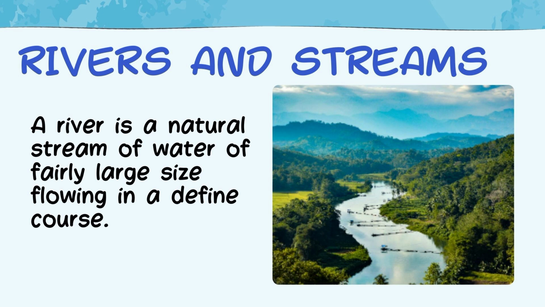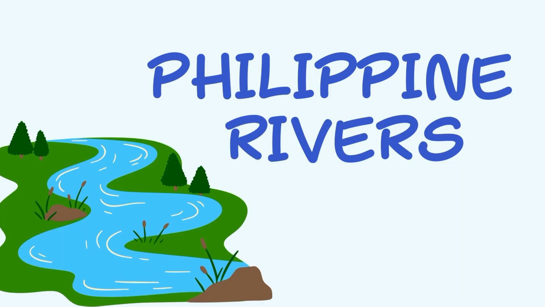Streams. Streams are smaller, narrower, and often shallower than rivers. They are typically fed by rainfall, springs, or melting snow and flow downhill, carving channels through the landscape. Streams are essential for the water cycle and provide habitats for various aquatic life. Now, let's proceed to the Philippine rivers.